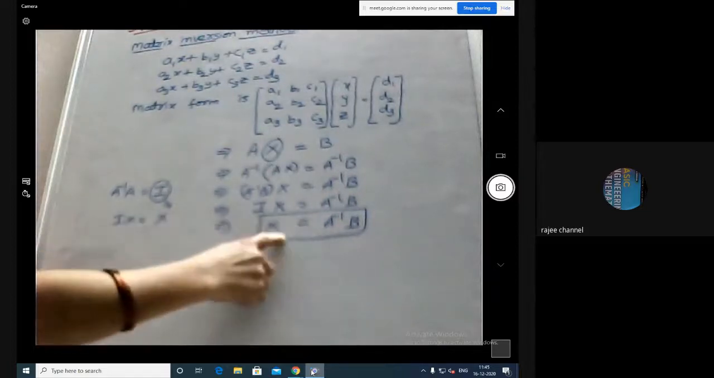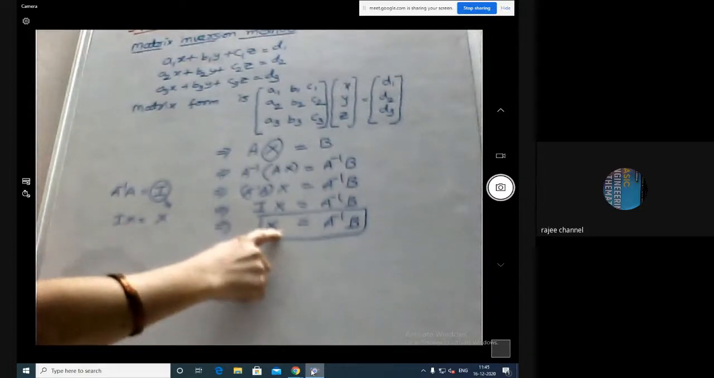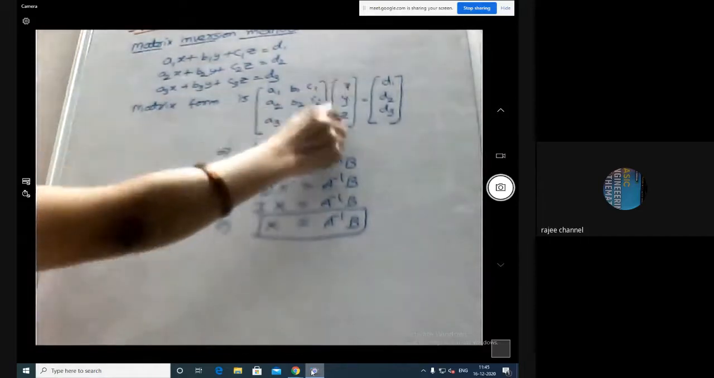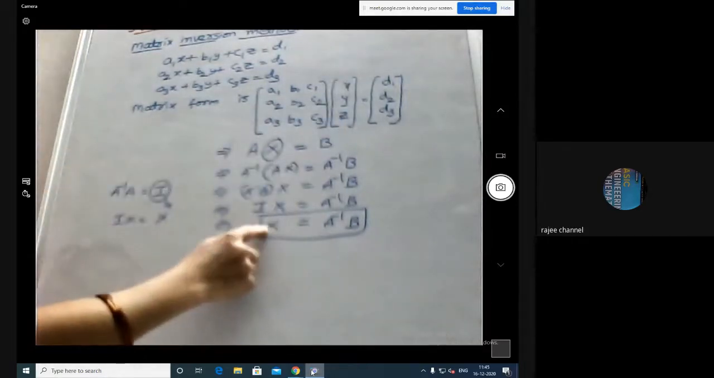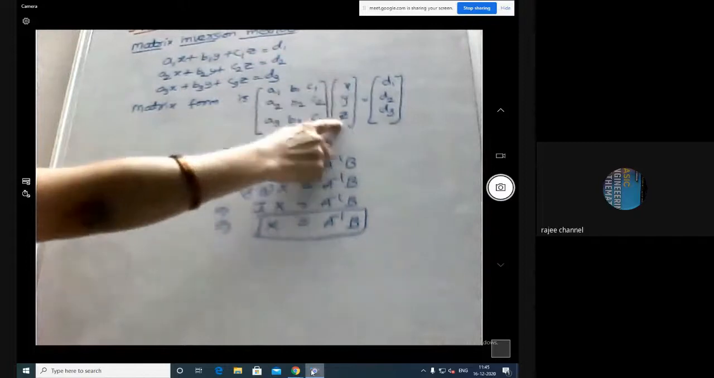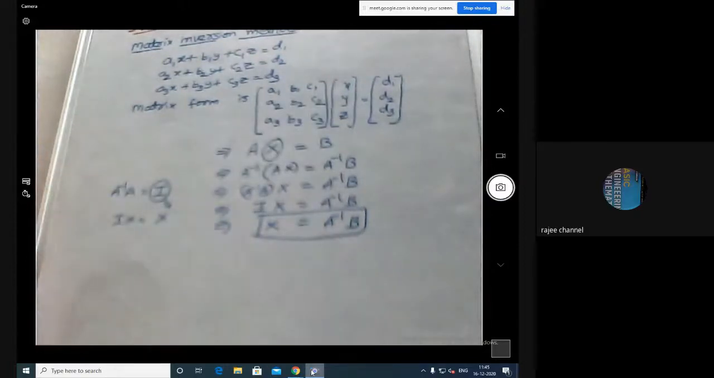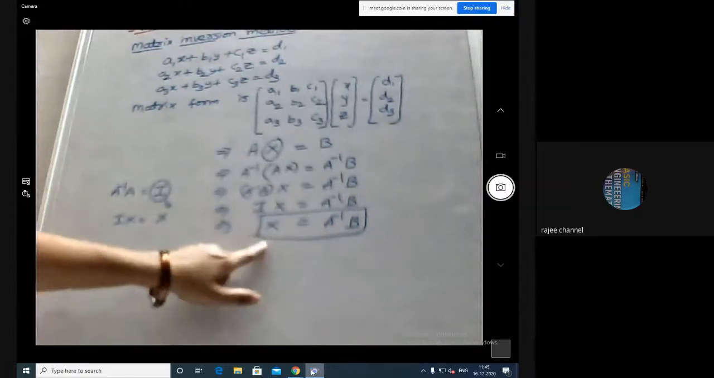By using this formula, we can find the values of x, y, z of matrix capital X. Capital X matrix is what? The x, y, z matrix. So now we can find those values x, y, z.